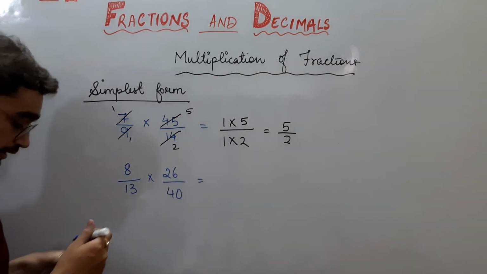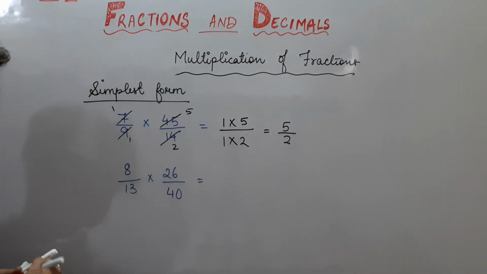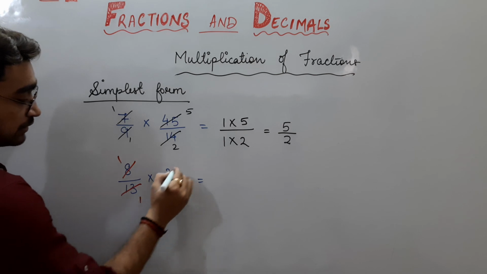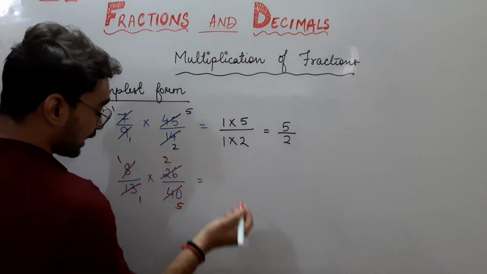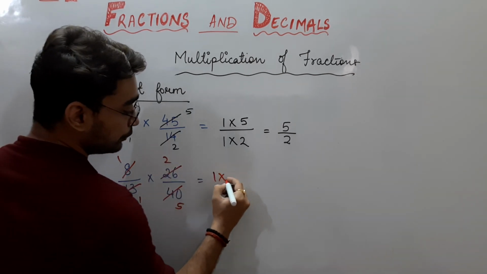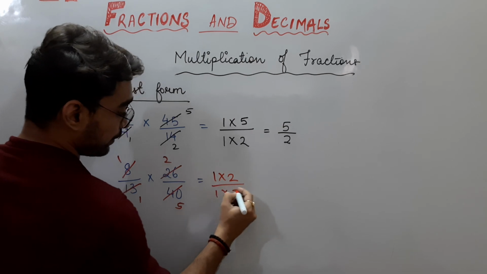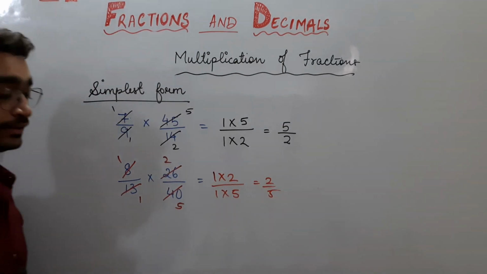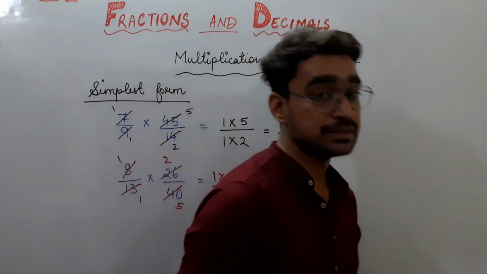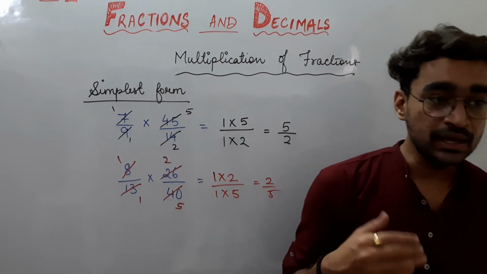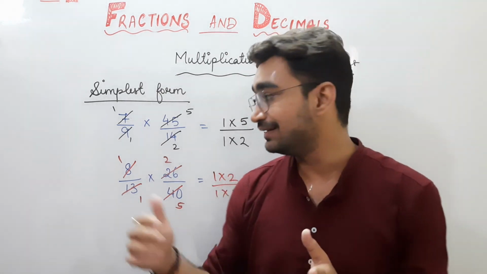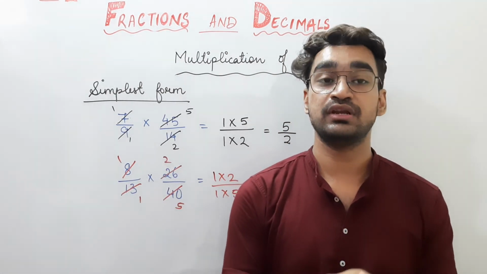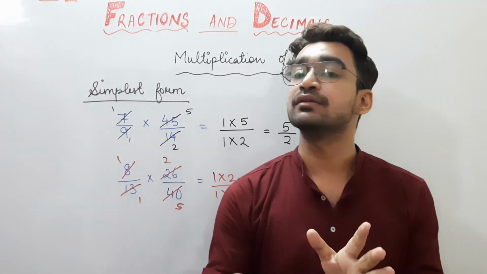See, if I'm cutting them crosswise, what I'm getting is 8 1s are 8, 8 5s are 40, 13 1s are 13, 13 2s are 26. What I'm getting is 1 into 2 and 1 into 5, that is 2 by 5. So like that, the cutting method is quite easy. If we just focus on this division a little bit, how to cut them, then it's very easy for us to find the solution in a quicker and time-saving way.